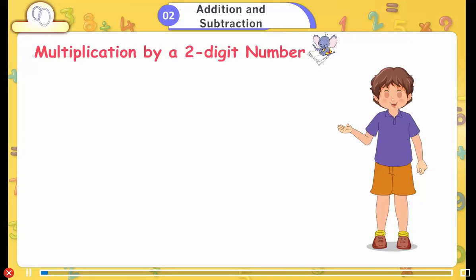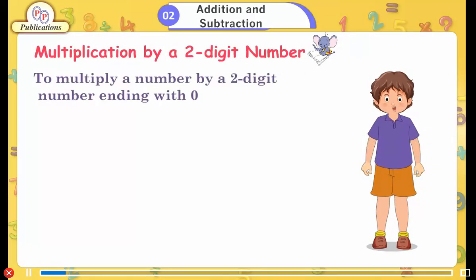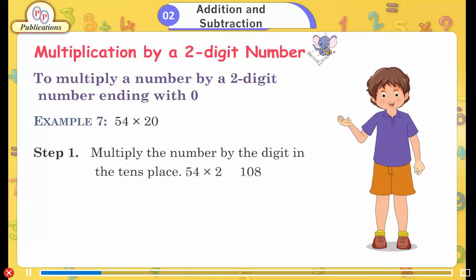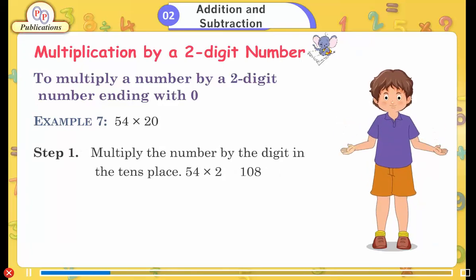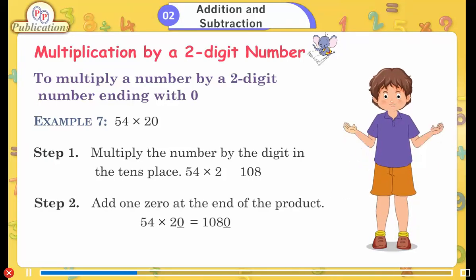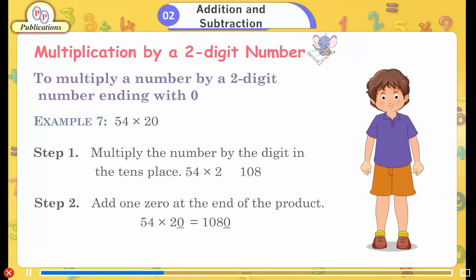Multiplication by a two-digit number. To multiply a number by a two-digit number ending with 0. Example 7. 54 into 20. Step 1. Multiply the number by the digit in the tens place. 54 into 2 is equal to 108. Step 2. Add 0 at the end of the product. 54 into 20 is equal to 1080.